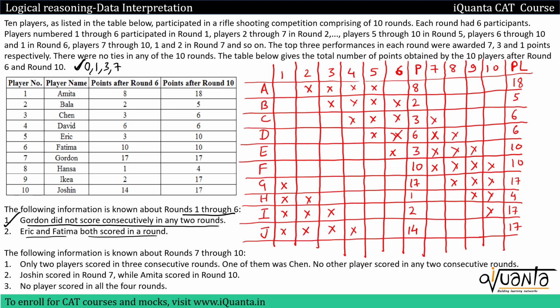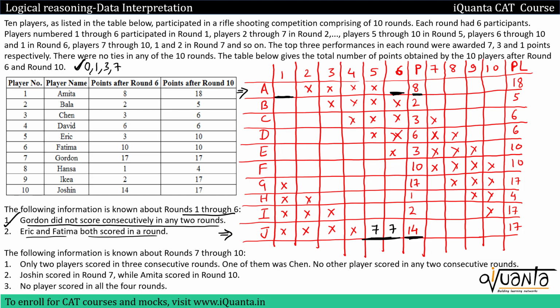If I come to Joshin over here, he scored a total of 14 points and he is playing only round 5 and 6. We can see in the rest of the rounds he has crosses. So how can we make a sum of 14? Only when he scores 7 and 7 in both these rounds. Then Amita is scoring only in round 1 and round 6, and the sum of her points till round 6 is 8. So 8 can only be a sum when we add 1 and 7. Now we have to decide whether she will score 1 point in round 1 or round 6.